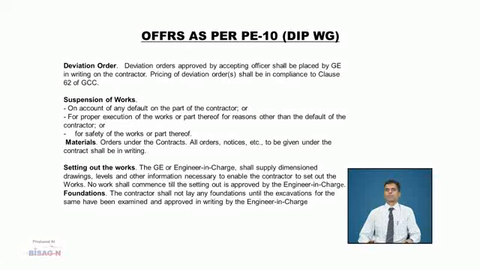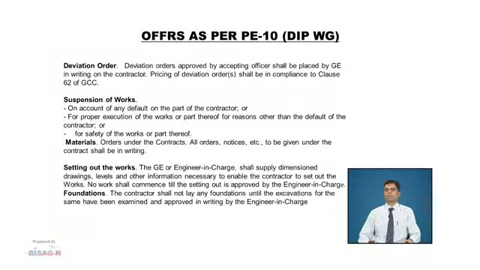Next aspect is materials. Materials will be original, which is procured by the contractor. All orders, notices etc. to be given under the contract shall be in writing. Next aspect is setting out the works. The GE or engineer in charge shall supply dimensioned drawings, levels and other information necessary to enable the contractor to set out the works. No work shall commence till the setting out is approved by the engineer in charge.